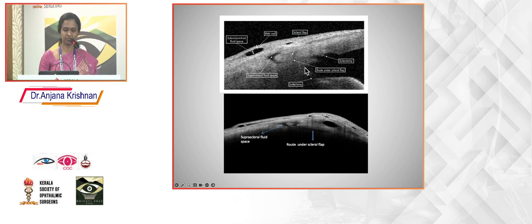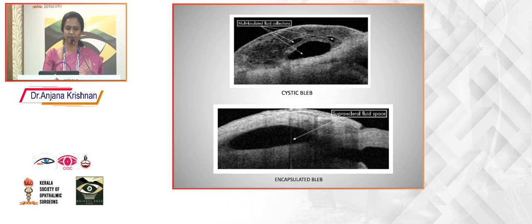So in the first image you can make out a sclerotomy. In the second one, the route under the scleral flap is seen. Then there is some suprascleral fluid collection there. Then the subconjunctival fluid collection spaces are seen. The next image is our own image, which also shows the route under the scleral flap and the subconjunctival and suprascleral fluid spaces. In case of cystic blebs, you can make out multiloculated fluid spaces.